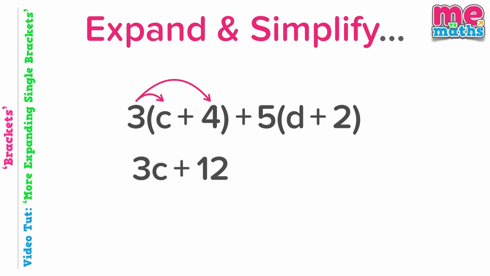Next, we'll look at the 5d plus 2 part. 5 times d is 5d, and 5 times 2 is 10, or positive 10, so plus 10.